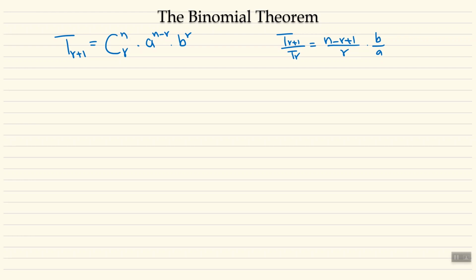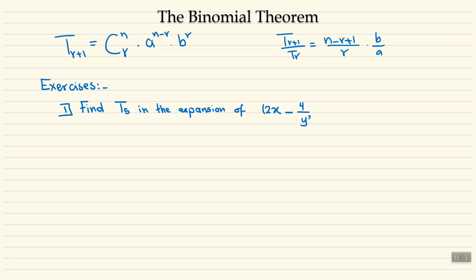Okay, so now we'll start with some examples and then some previous ministry questions. So for example, exercises. Number 1, the question says find T5 in the expansion of (2x minus 4 over y squared) all to the power of 10. Okay, so let's solve this question together.